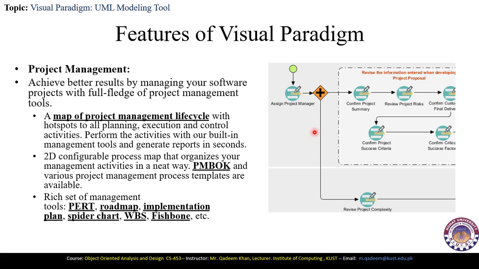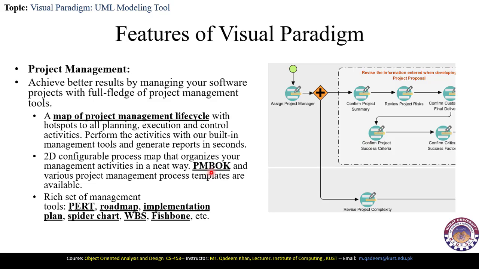the project. So a map of the project management life cycle which hotspots to all planning, execution, and control activities, which are performed with our built-in management tools, and generate reports in a few seconds. So this business process enables the project managers to perform the business activities. That is the 2D configuration process which organizes the management activities in a quite clear way.